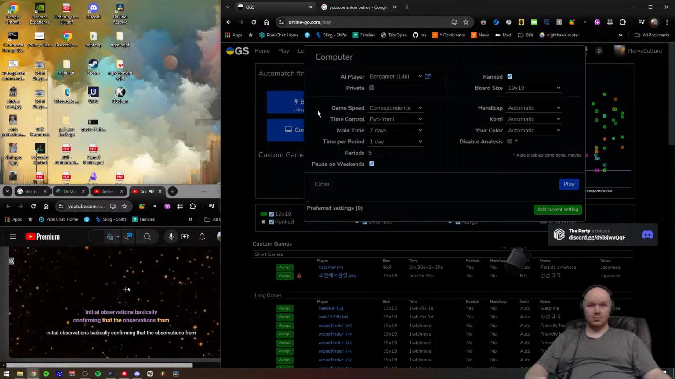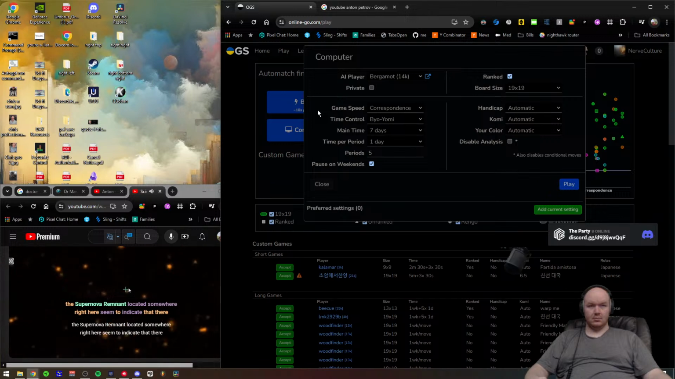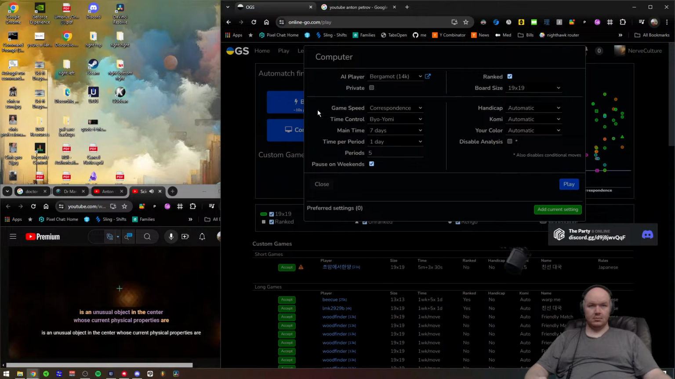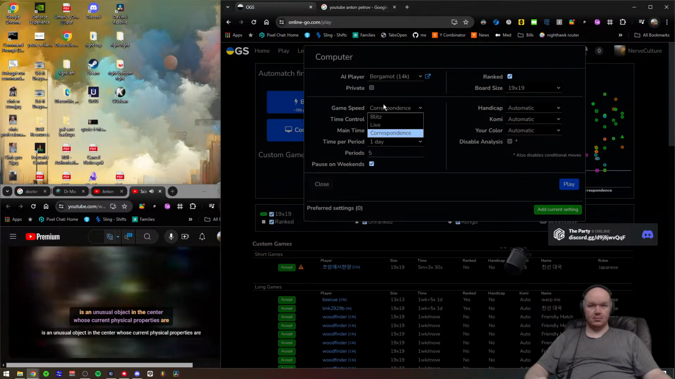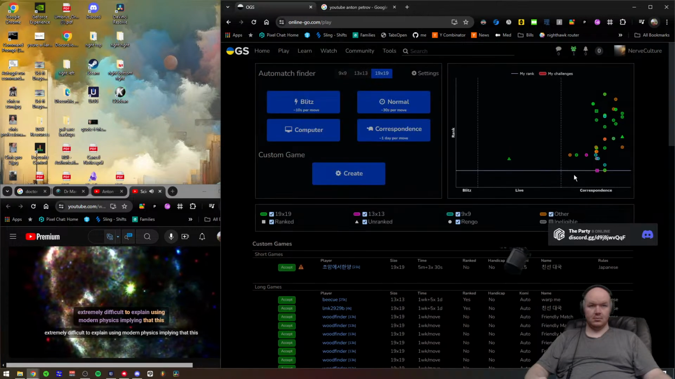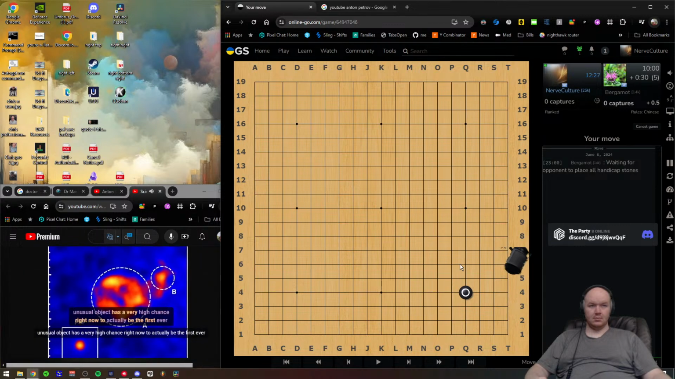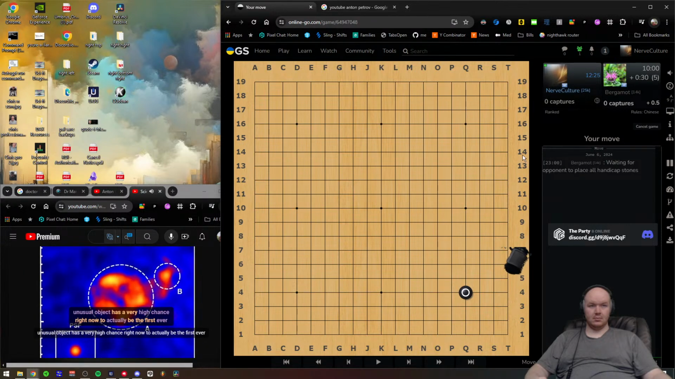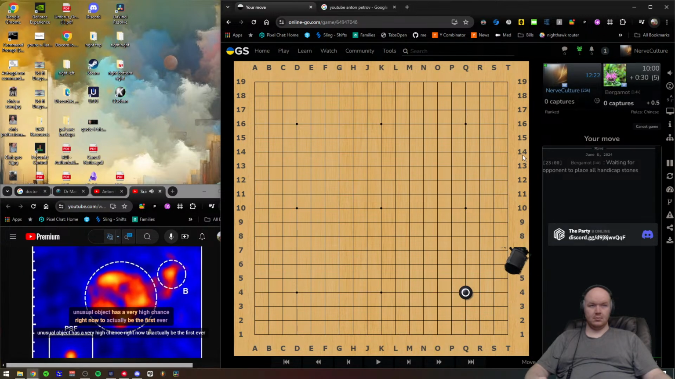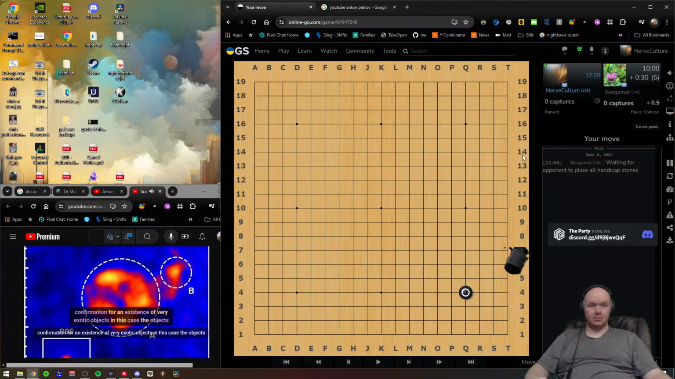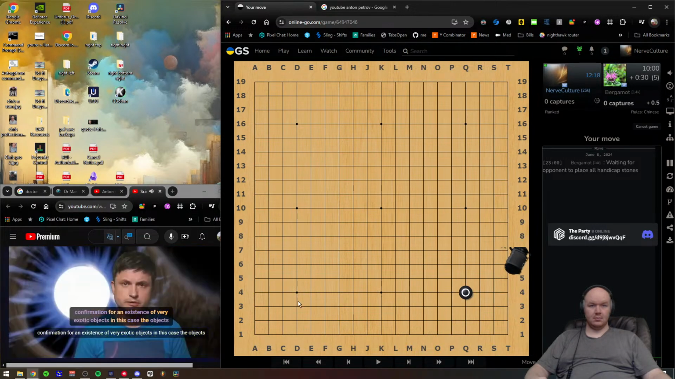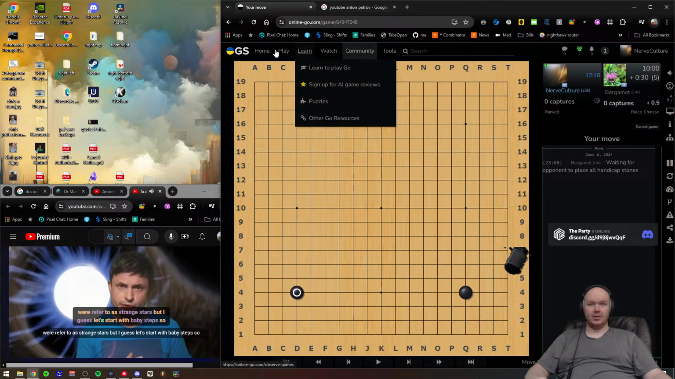Basically confirming that the observations from the supernova remnant located somewhere right here seem to indicate that there is an unusual object in the center whose current physical properties are extremely difficult to explain using modern physics, implying that this unusual object has a very high chance right now to actually be the first ever confirmation for an existence of very exotic objects. In this case, the objects were referred to as strange stars.